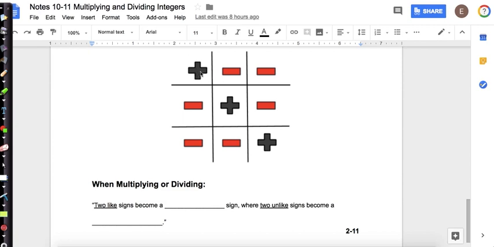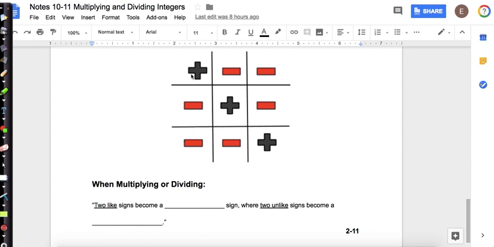I can win across, so a positive and a negative makes a negative. A positive times a positive makes a positive. A negative times a negative makes a positive. A positive times a negative makes a negative. A negative times a positive makes a negative. As long as it's a winning strategy, no matter which way I look, up, down, across, or diagonal, it will be my integer rule.